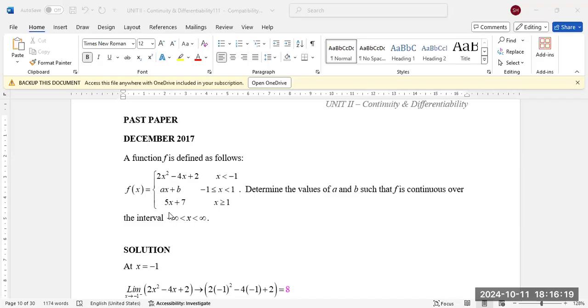Do you agree with my solution when I say I'm going to start at x equals -1? Yes, sir. How? Why?